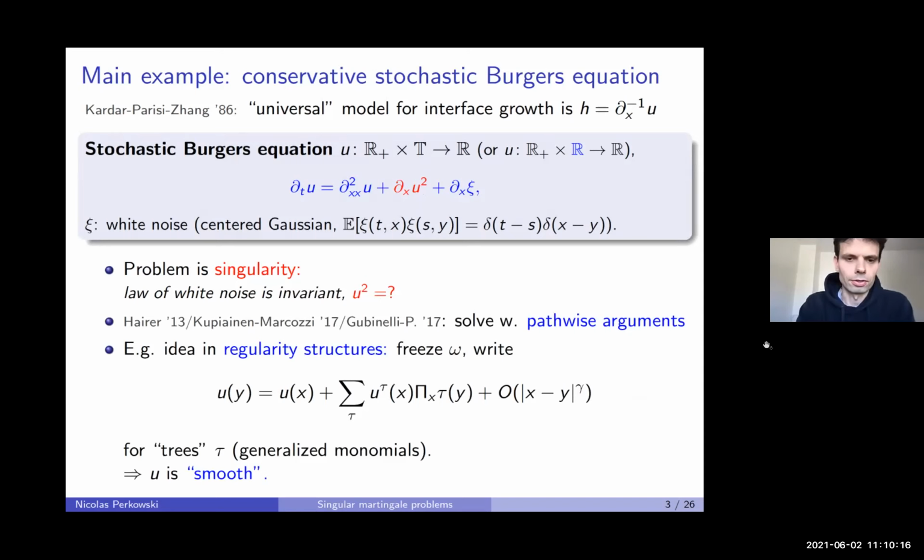And we can, of course, for quite some years now, solve this equation actually. So we know how to overcome this problem, and this is based on pathwise arguments. The idea, for example, in regularity structures would be we freeze the realization of the noise, and after that we only argue for one fixed omega, and we do a sort of generalized Taylor expansion of the solution, where here we have these generalized monomials, and then we have a term which at least morally behaves like x minus y to the gamma, and gamma can be anything we want.